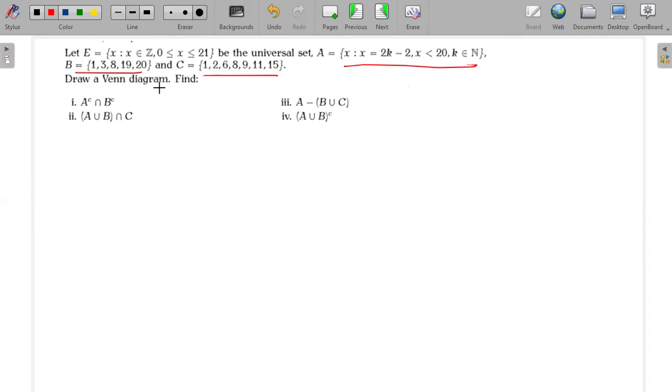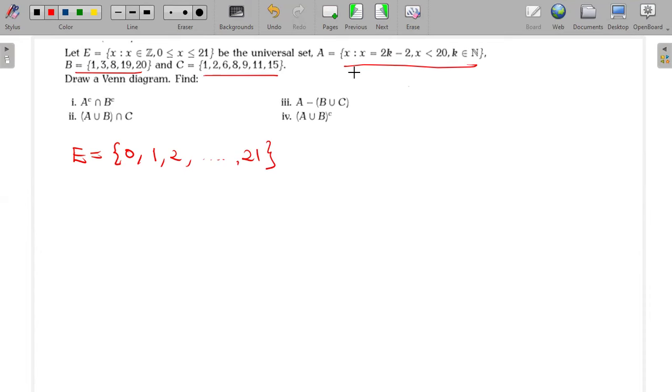So to represent this, we have to write out our universal set. The universal set is just those elements starting from 0, because they've indicated less than or equal to, so 0 is part of our set. They're integers, so that's 0, 1, 2, and all the way up to 20, 21. All those integers from 0 to 21 are part of our set.